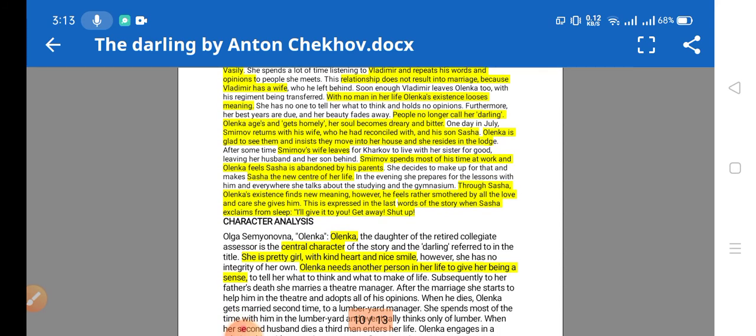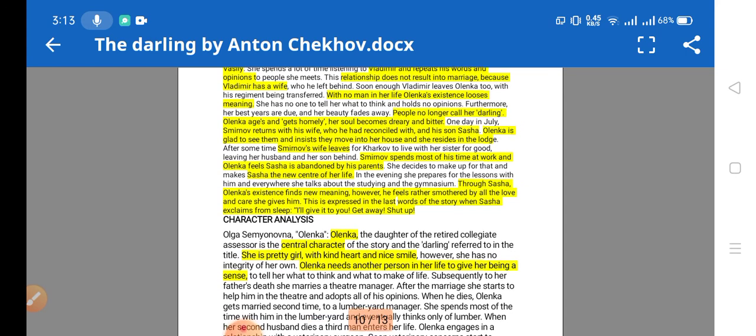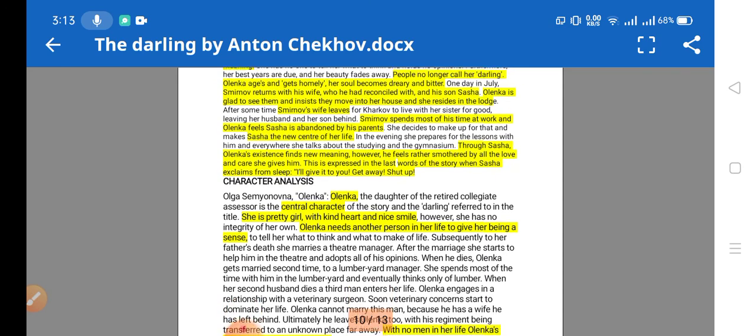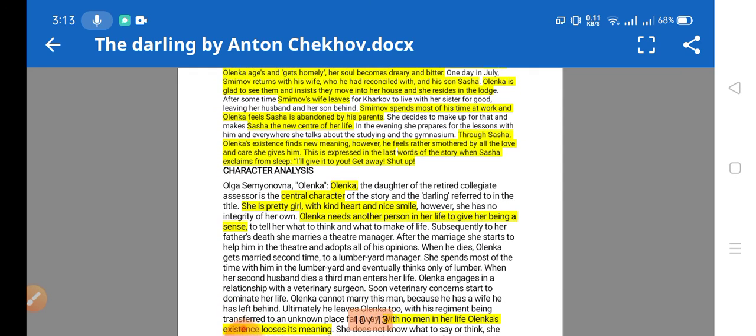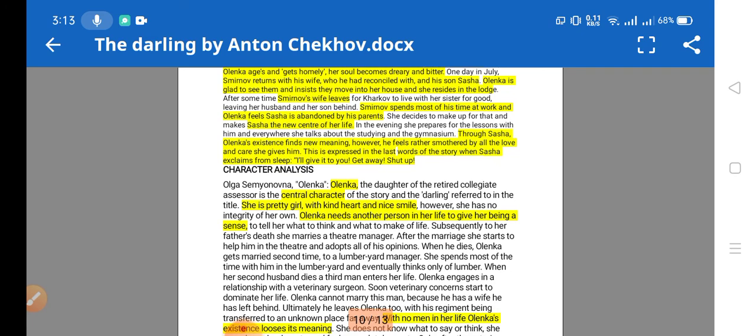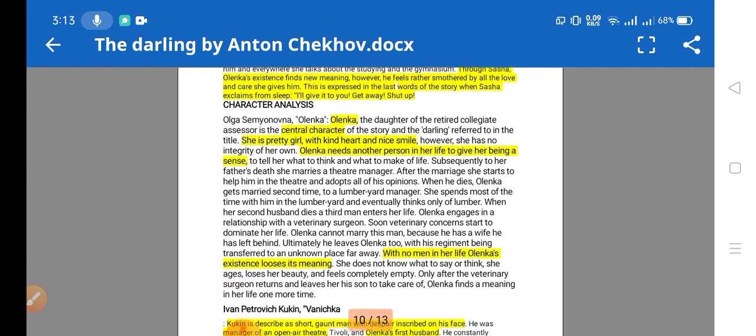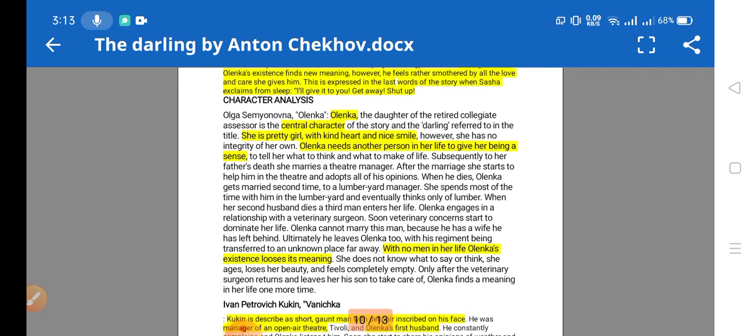However, he feels rather smothered by all the love and care she gives him. And this is expressed in the last words of the story when Sasha exclaims in his sleep. He has a nightmare, and he says, I'll give it to you. Get away, shut up. So this is the storyline, and now we'll move on to character analysis.